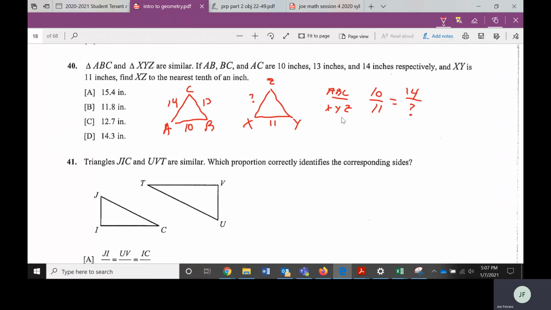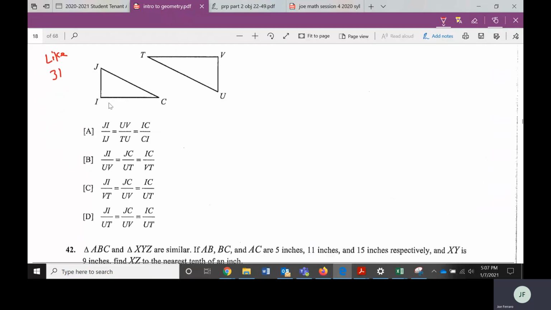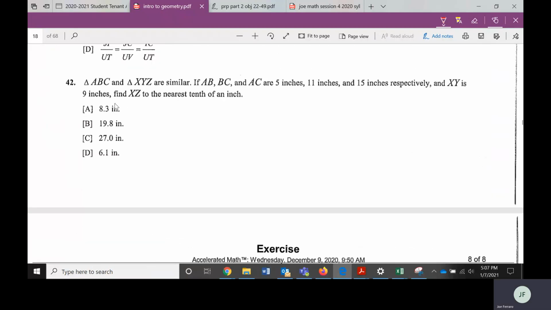So now I'll let you finish that. You're just gonna cross multiply and divide. Okay. 41 is gonna be like our setup to 31. You don't have to do as much work as we did in 31. So take a look at that one. Again, if you don't end up doing it and don't understand it, you ask questions. And this one is like number 40.